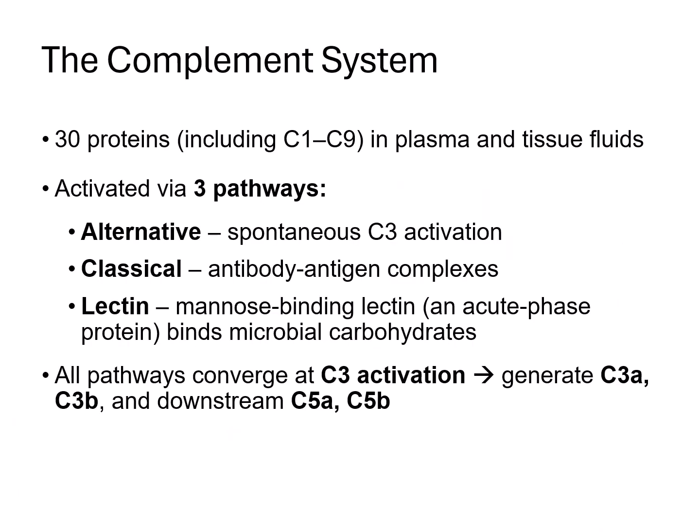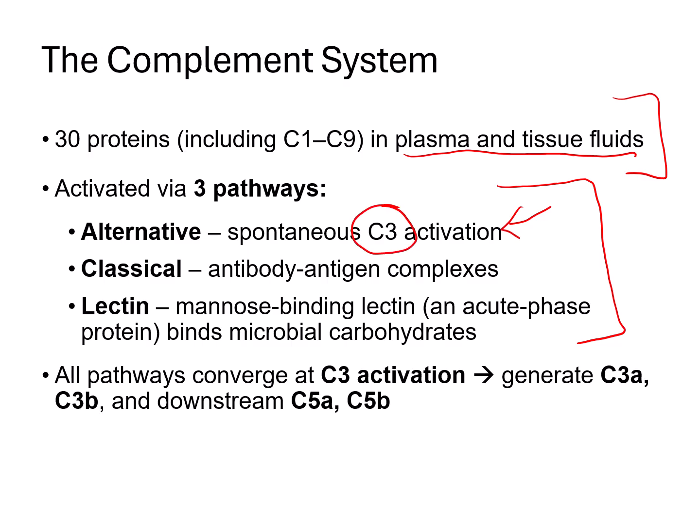The complement system is made of over 30 proteins that are activated through 3 different ways. So these are always in our plasma and tissue fluids, but they become activated in these ways. The alternative pathway is when you have a spontaneous C3 activation, so this is one of those proteins that becomes activated.